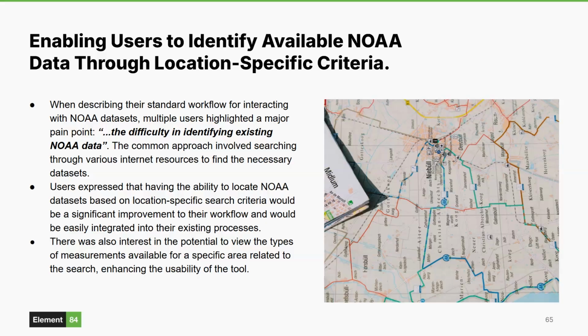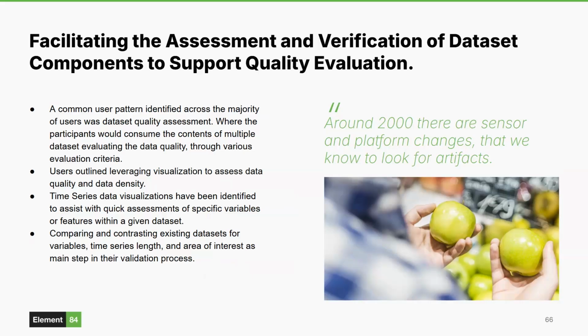And when they need to procure a new data set or use it for new research, it's a pretty laborious task. So if we can simplify and enable them to identify data sets that are out there, because NOAA measures so much information constantly, previously, I should say, it's hard for them to locate what is and is not out there. So moving forward, they also wanted us to be able to facilitate the assessment and verification of data set components to support quality evaluation.